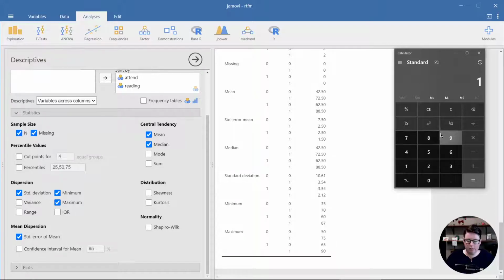Oh, it didn't like that. Okay, let's try that again. 10.61 divided by the square root of 8. Here we go. 2.83. Still not quite right. Simple: standard deviation over the square root of n.